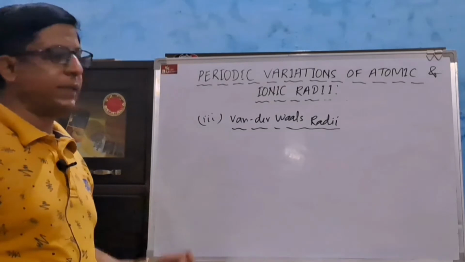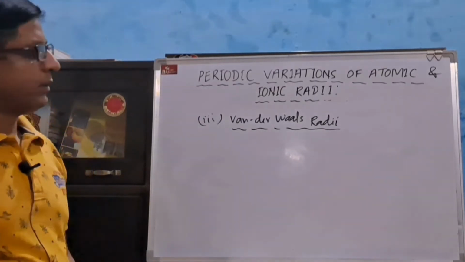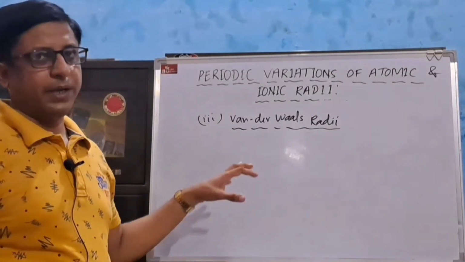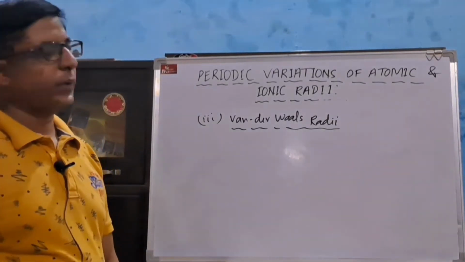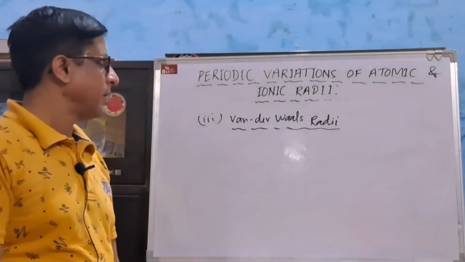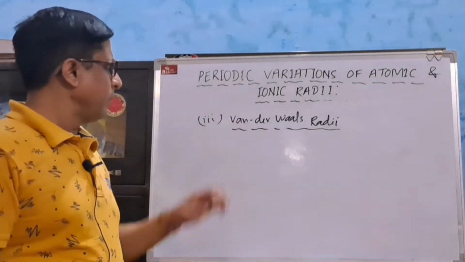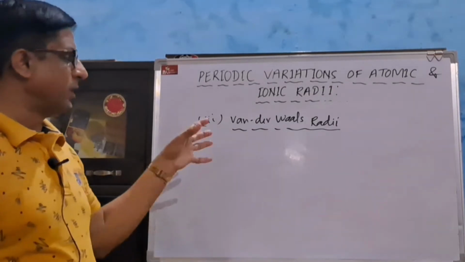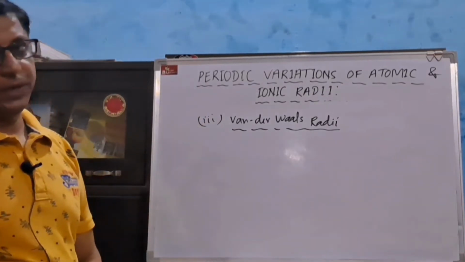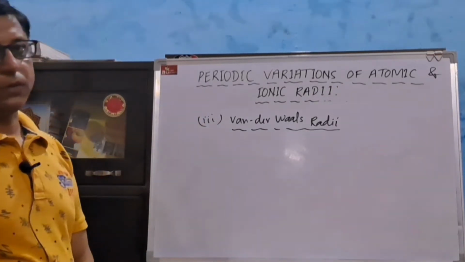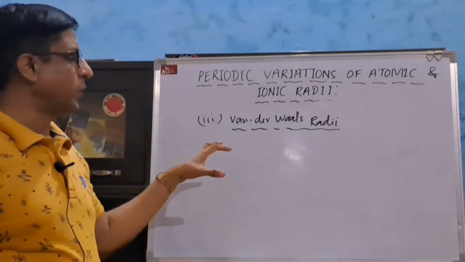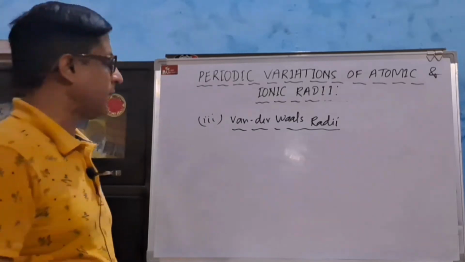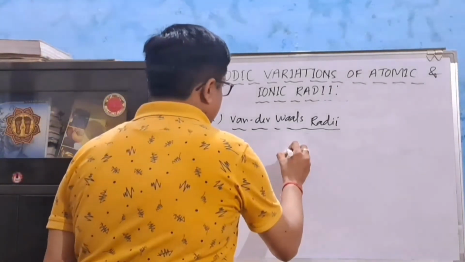In non-metals, there is a covalent bond, but the neighboring atoms are bonded together by a weak bond which is known as van der Waals forces. Therefore, the van der Waals radii may be defined as 1/2 of the distance between the two neighboring atoms of adjacent molecules.